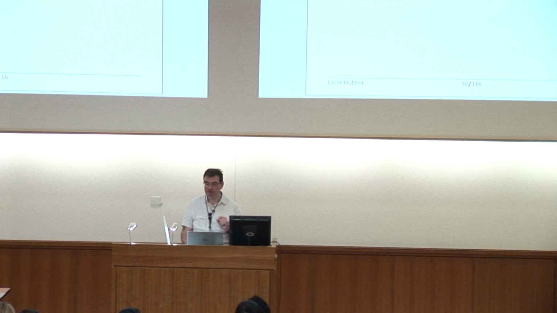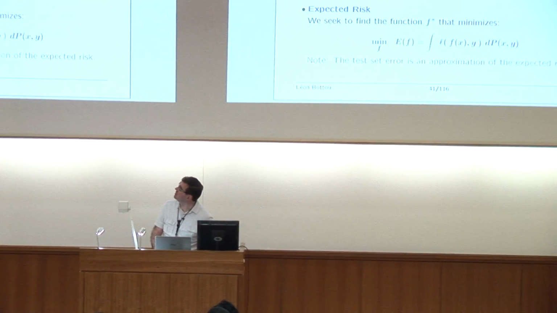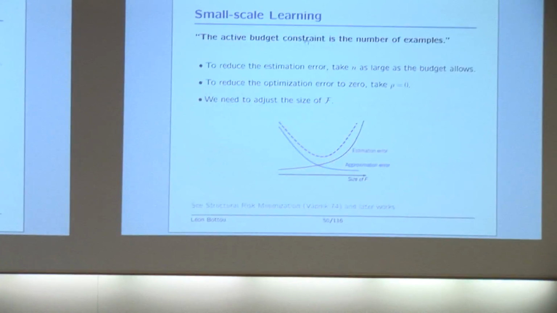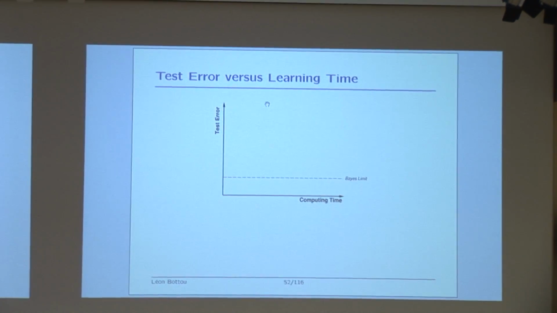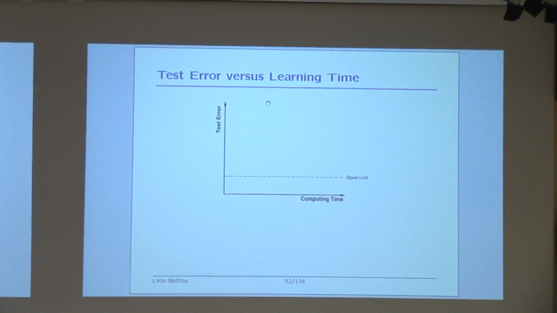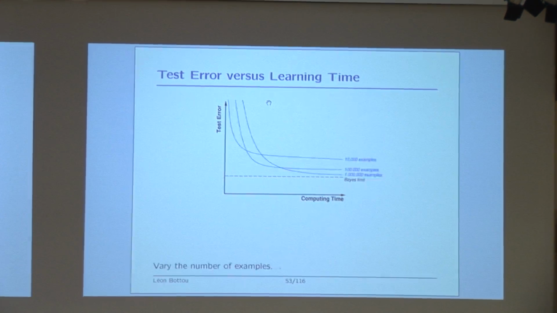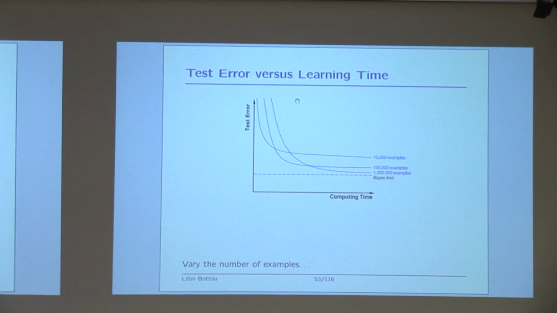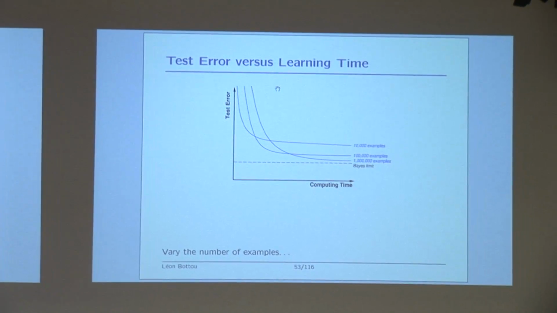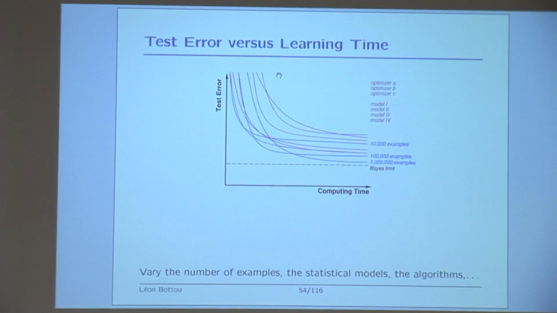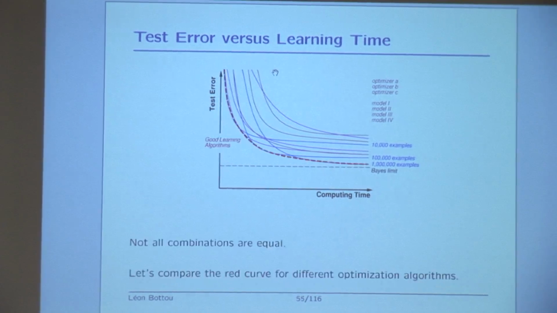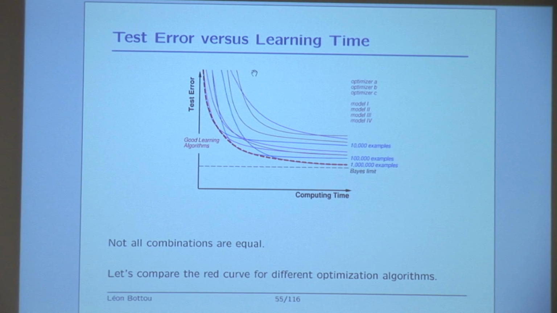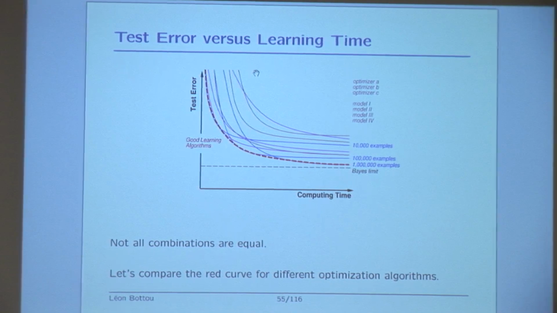Let me review briefly the story about the trade-offs of large-scale learning. And I think maybe the good slide is this. If you plot the test error versus the computing time, and you change the number of examples, you get several curves like this, and they tend to cross like that. And if you change the algorithms, change the optimizer, you get a bunch of curves. And we would like to be at the bottom of this series of curves.